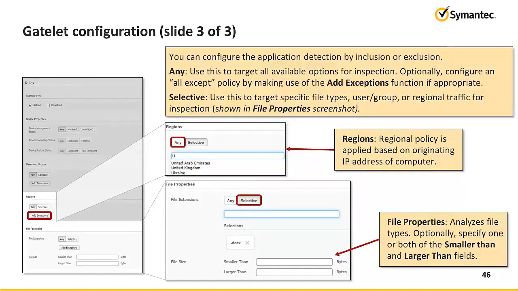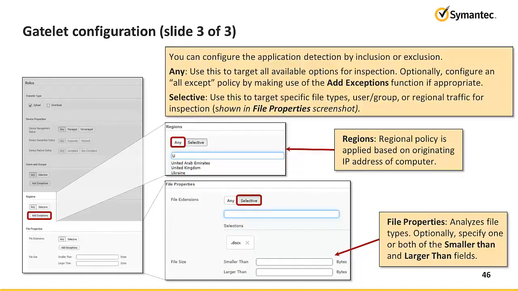Additional controls for when the gatelet should refer traffic to the Cloud Detection Service can include device properties, meaning is the traffic to the gatelet coming from a managed or unmanaged device? Is it a corporate or personal device? And is it compliant or not? Depending on the answers to these three questions, you can opt to have traffic from the device monitored or not.